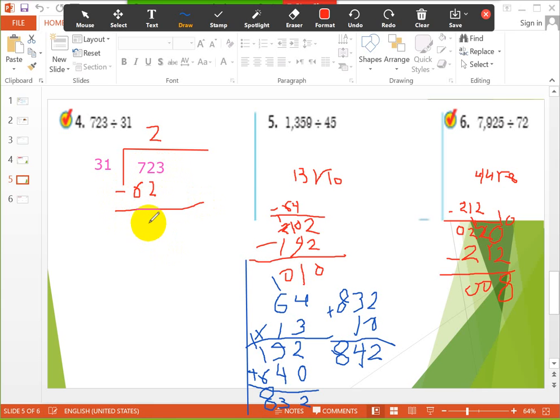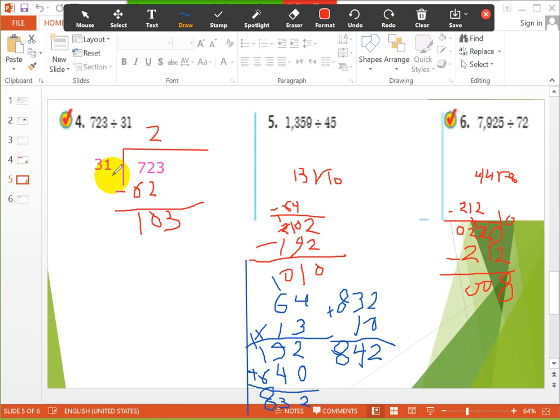2 minus 2 equals 0. 7 minus 6 equals 1. So I will regroup the number. I will take 3 and write it next to the 10. So it will be 103. Now 103 divided by 31. Yes, Larissa.